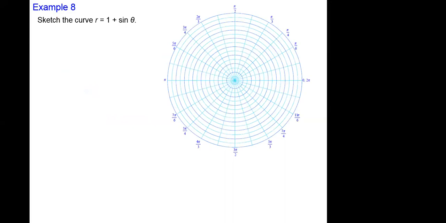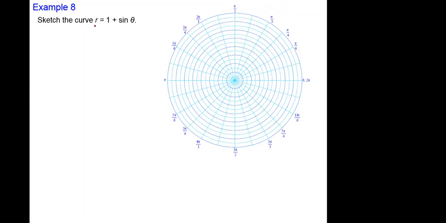Sketch the polar curve defined as r equals 1 plus sine theta. Okay, we can do the same thing. I can try to build the table. I can try to pick the values for angle like 0, 90, 180, 270, and compute the corresponding radius.